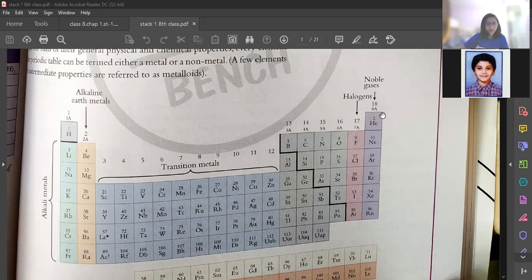Group number 13 to 18 are the P block elements. In between, 3 to 12 are the D block elements. 3 to 12 are the D block elements. So when you're combining the S block and the D block, they are all metals only. Okay.